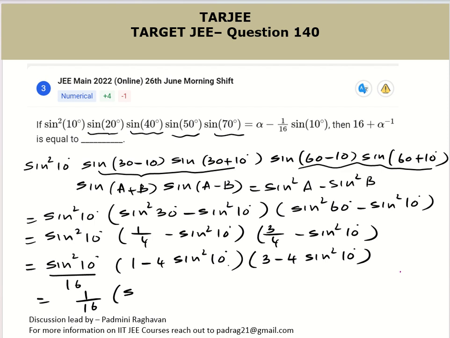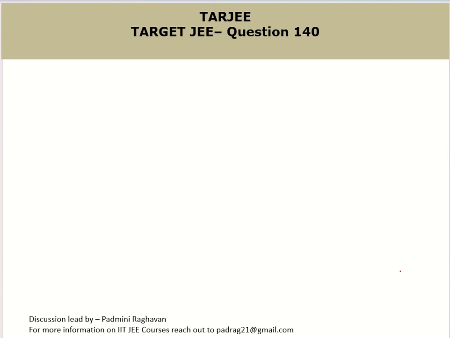So the first bracket will become 1 into sine 10 minus 4 sine square 10 into sine 10, which is 4 sine cube 10. One more sine 10 will go to the second bracket. This will become 3 sine 10 minus 4 sine cube 10. Let us recall the identity. We know that sine 3 theta is equal to 3 sine theta minus 4 sine cube theta.